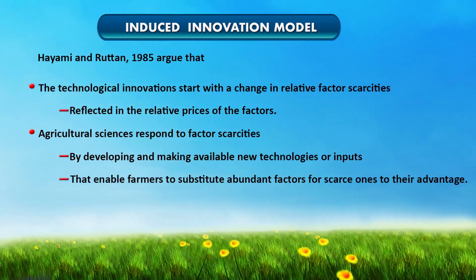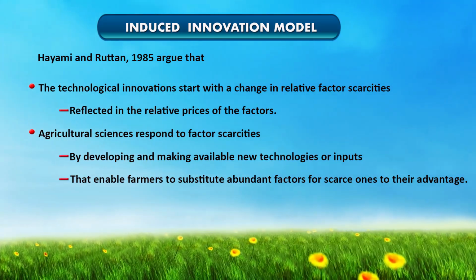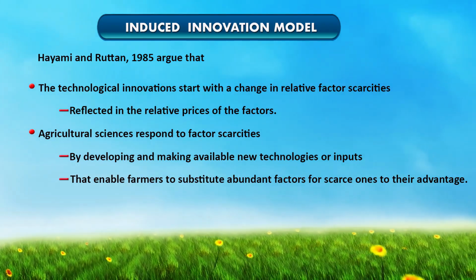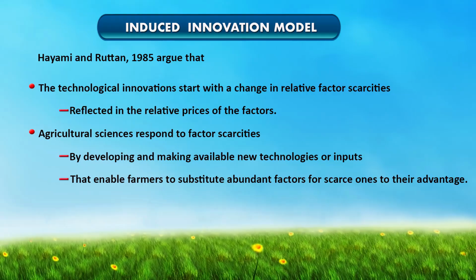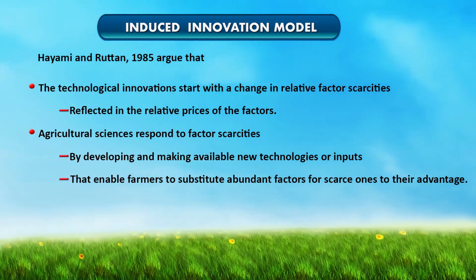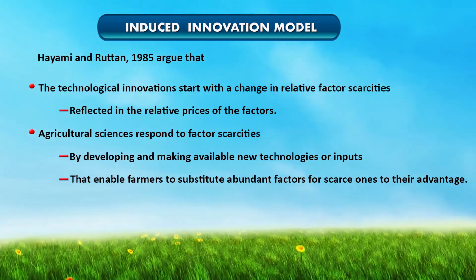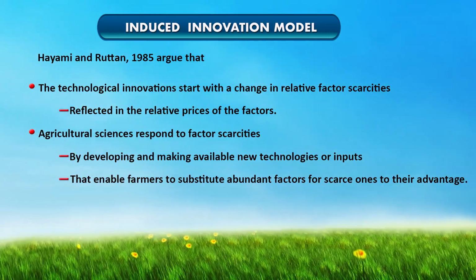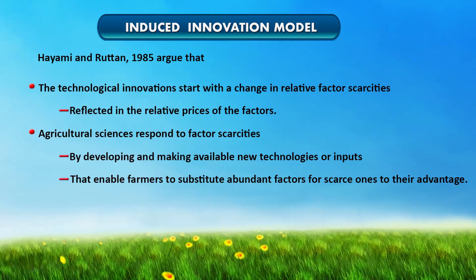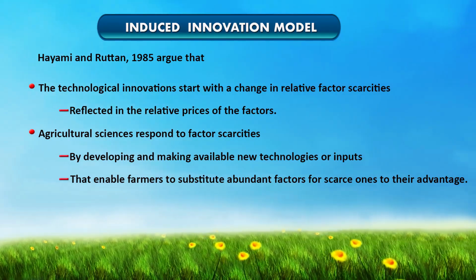And this technology, these inputs, enable farmers to substitute abundant factors for scarce ones and take advantage of them. So if land is a scarce resource, the technology should let us use more labor and still have more production in the agriculture sector. It helps farmers substitute abundant factors for the scarce ones.